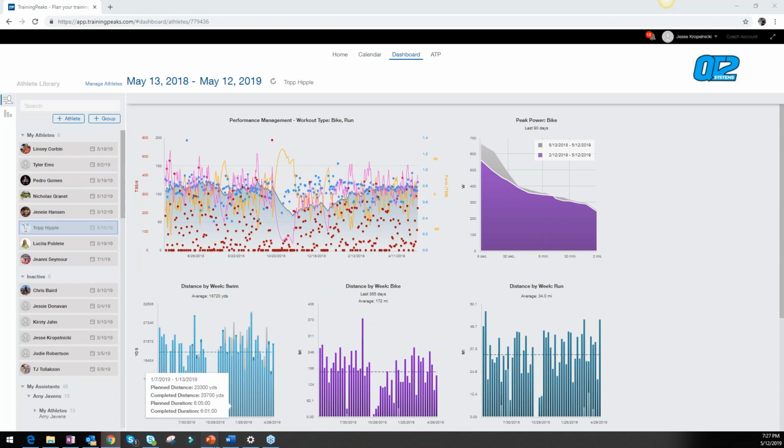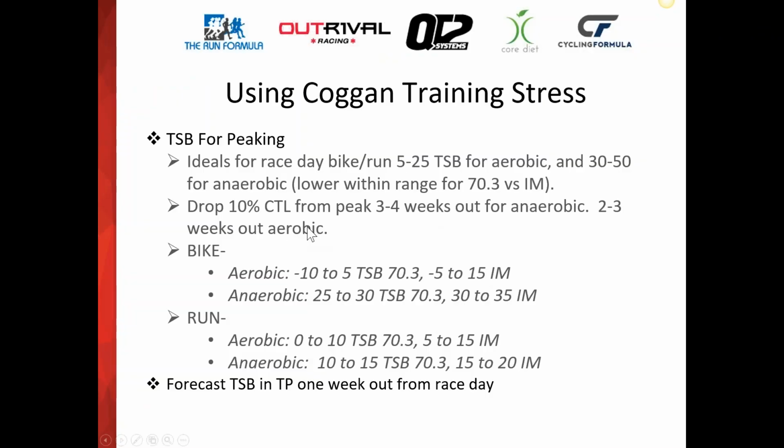Generally, the aerobic athletes, you want to stay closer to the peak. And that's also why I say 2 to 3 weeks out for aerobic, 3 to 4 weeks out for anaerobic. All right. So that's that routine. And these are the real important numbers. Here I break it down.